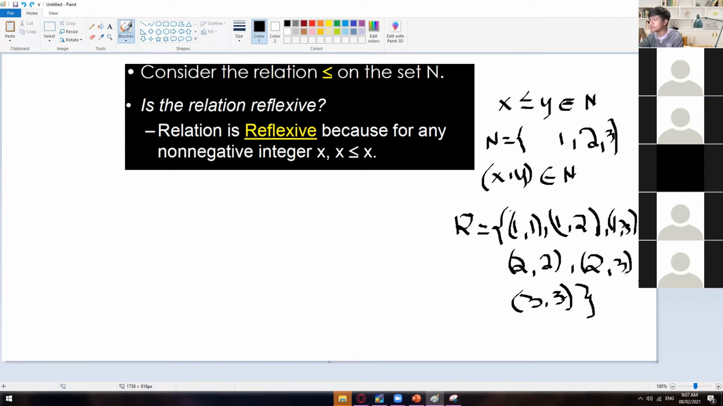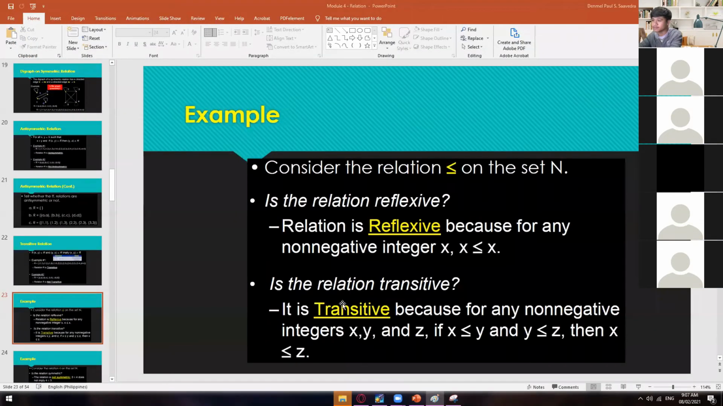(1,2), and then (2,3). We also have (1,3). And then (1,3), and then (3,3). We also have (1,3). And then (2,3), and then (3,3). We also have (2,3). Okay. So as you can see, just check every possible ordered pair when it comes to checking transitive. Then you must have that (x,z) in that relation. Okay. So this one is transitive.